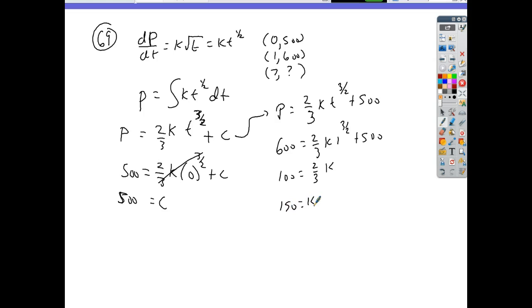Yeah. Is that okay? Yeah. All right. So then my new population formula is 2/3 times 150 t to the 3/2 plus 500, right? And 2/3 of 150 is 300 over 3, which is 100. So my final population formula is going to look like this. Now I plug in 7 and I can find my actual amount of bacteria.